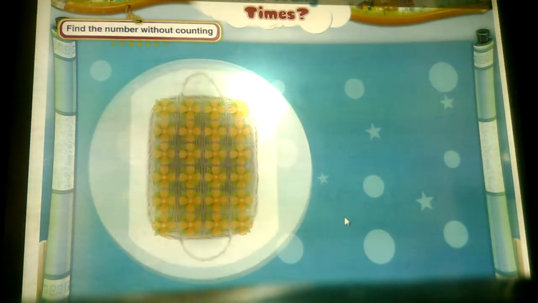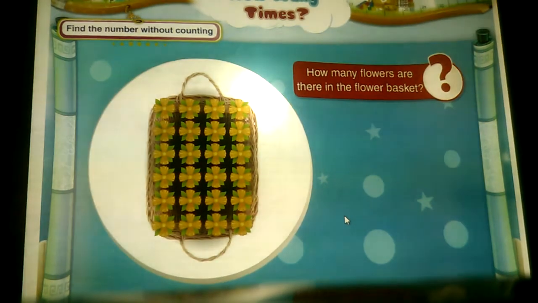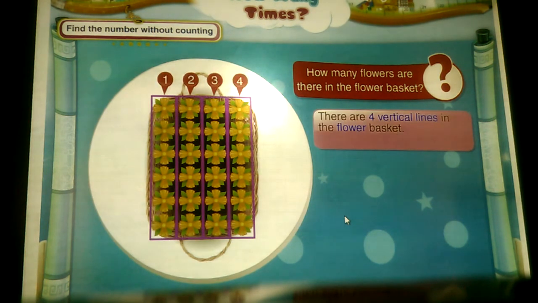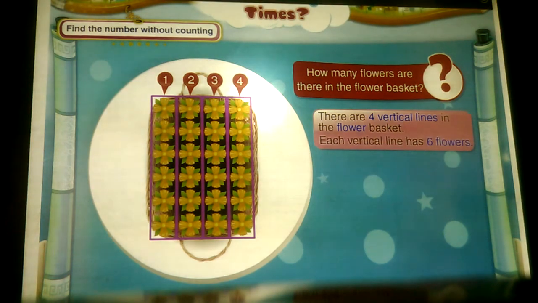Find the number without counting. How many flowers are there in the flower basket? There are 4 vertical lines in the flower basket. In each vertical line, that is column, there are 6 flowers.